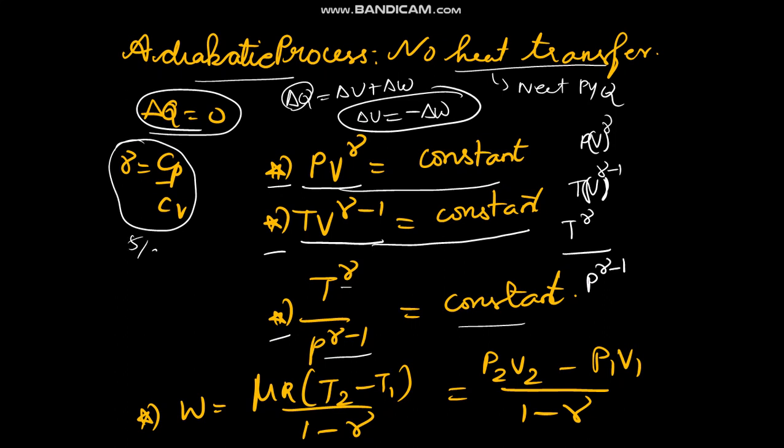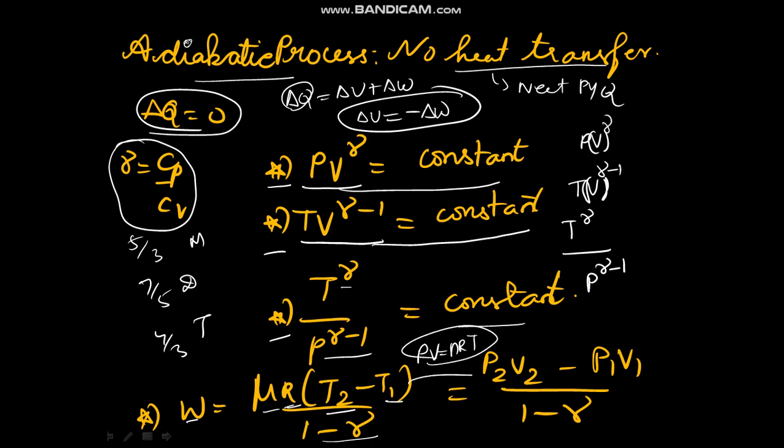So gamma value is 5 by 3 for monoatomic, 7 by 5 for diatomic, 4 by 3 for triatomic. And work done in an adiabatic process is given by mu R, where mu is nothing but number of moles. Mu R (T2 minus T1) divided by 1 minus gamma. We know that PV is equal to nRT, from this we are converting this equation to P2 V2 minus P1 V1 divided by 1 minus gamma.